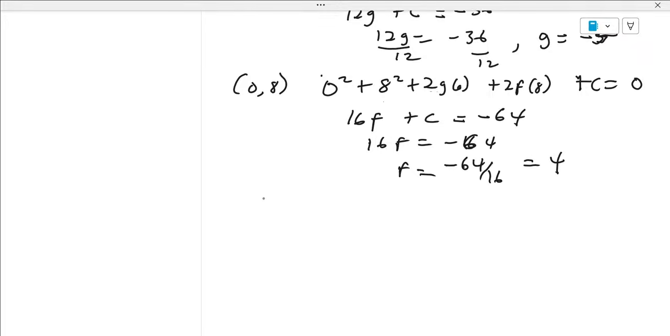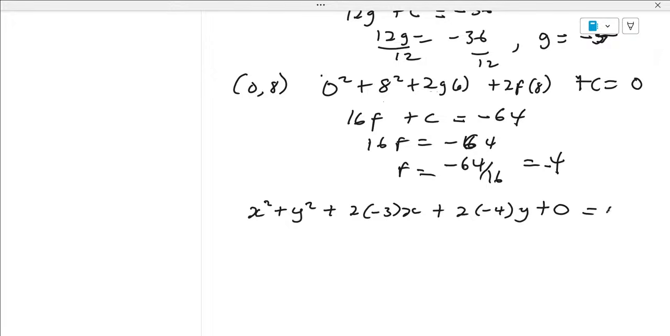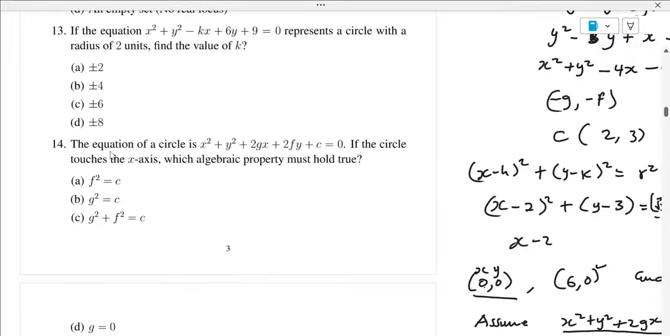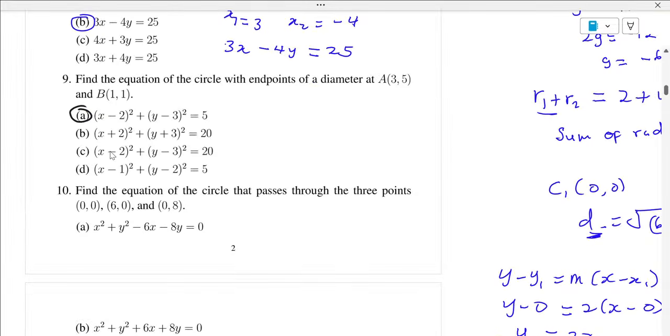So we substitute everything into the general form, which is x squared plus y squared plus 2jx. Here in our case, we have 2 times negative 3 x plus 2f. Our f is negative 4, sorry. So negative 4y plus our c, which is 0, equals 0. Then we simplify everything, and we have x squared plus y squared minus 6x minus 8y equal to 0. So this is what we have for question 10. And so the correct answer is A.